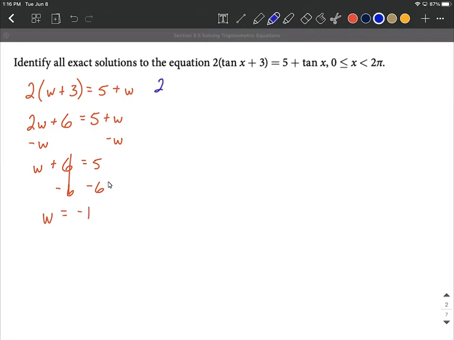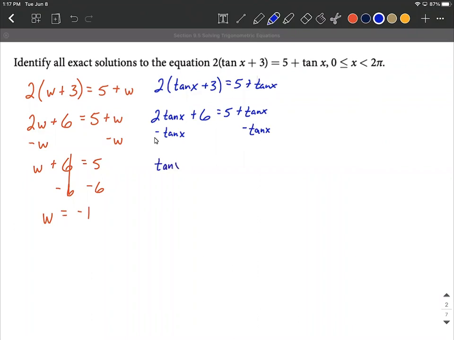Now back to our equation. We had 2 times the quantity tangent of x plus 3 equals 5 plus tangent of x. So very, very similar as far as our steps go. If I were approaching this equation, I would distribute the 2. So 2 tangent of x plus 6 equals 5 plus tangent of x. I would next move all the tangents over to the left-hand side. So I'll subtract tangent of x on the right-hand side and subtract tangent of x on the left-hand side. 2 tangent of x's minus a tangent of x leaves us with 1 tangent of x. Bring down the plus 6 equals 5.